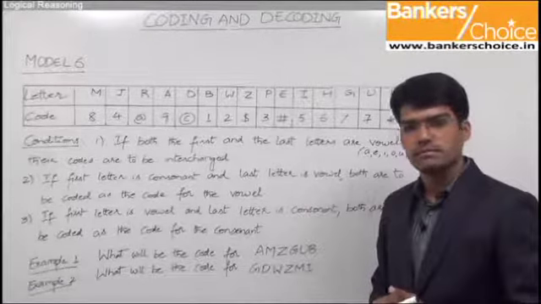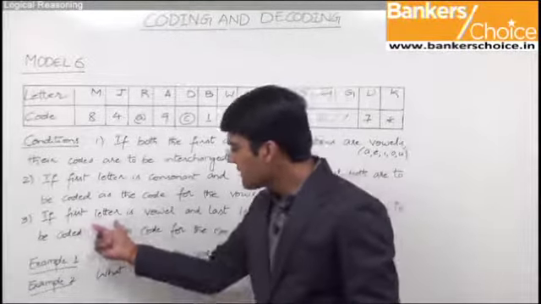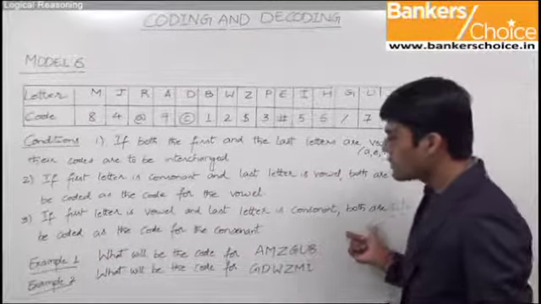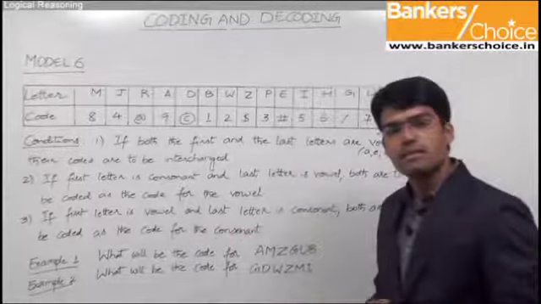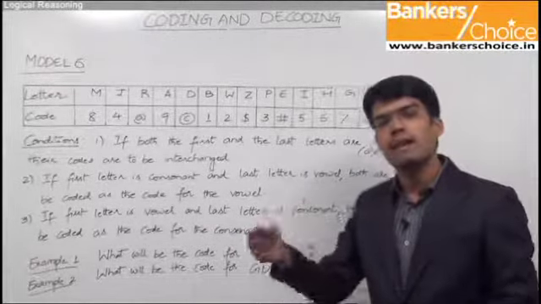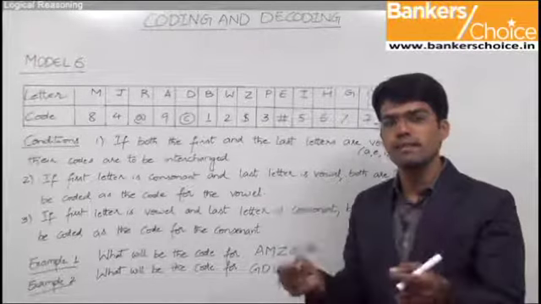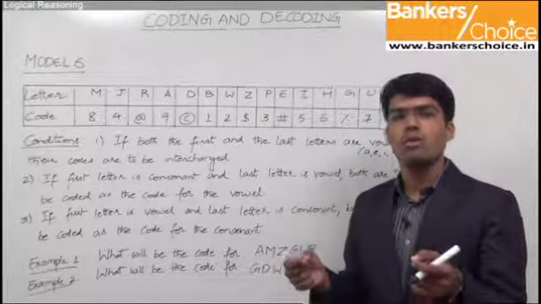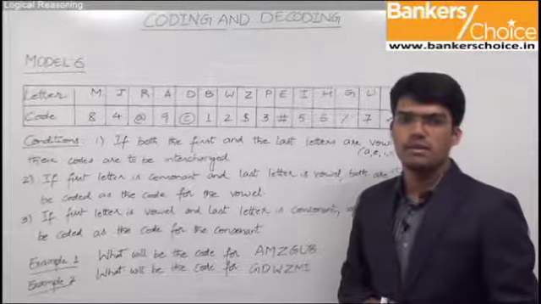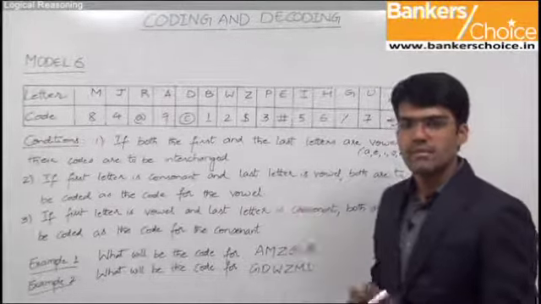And the third condition is if the first letter is a vowel and the last letter is a consonant, then both are to be coded as the code for the consonant. So in a given word, if the first letter is a vowel and the last letter is a consonant, then for both these letters we have to take the code for the consonant only, and the remaining letters are coded as given here. Let's look at some of the examples.